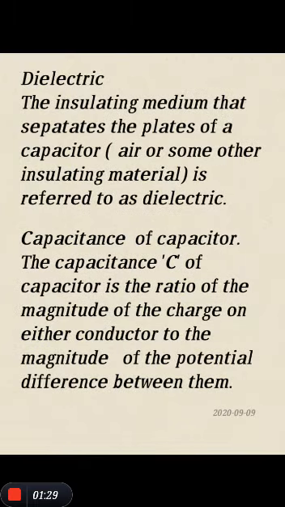What is a dielectric? The insulating medium that separates the plates of a capacitor, which may be air or some other insulating material, is referred to as the dielectric. Now, what is the capacitance of a capacitor? The capacitance C of a capacitor is the ratio of the magnitude of the charge on either conductor to the magnitude of the potential difference between them.